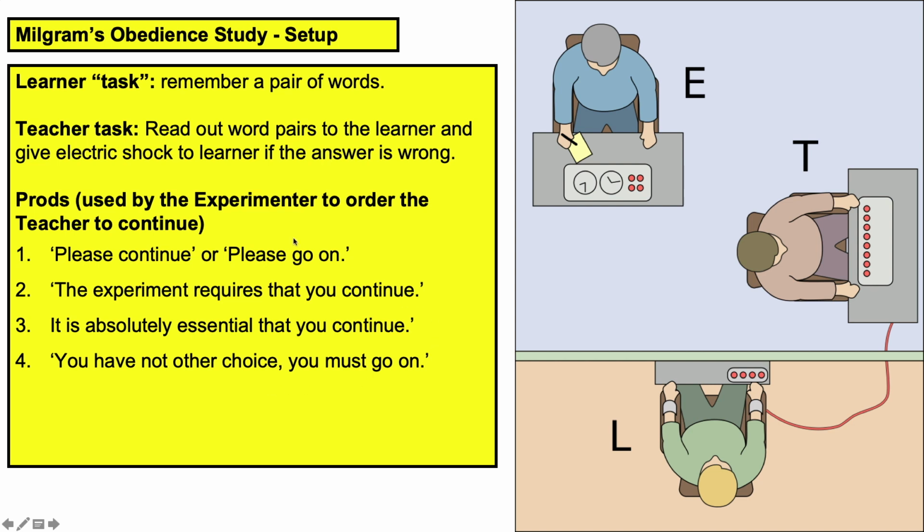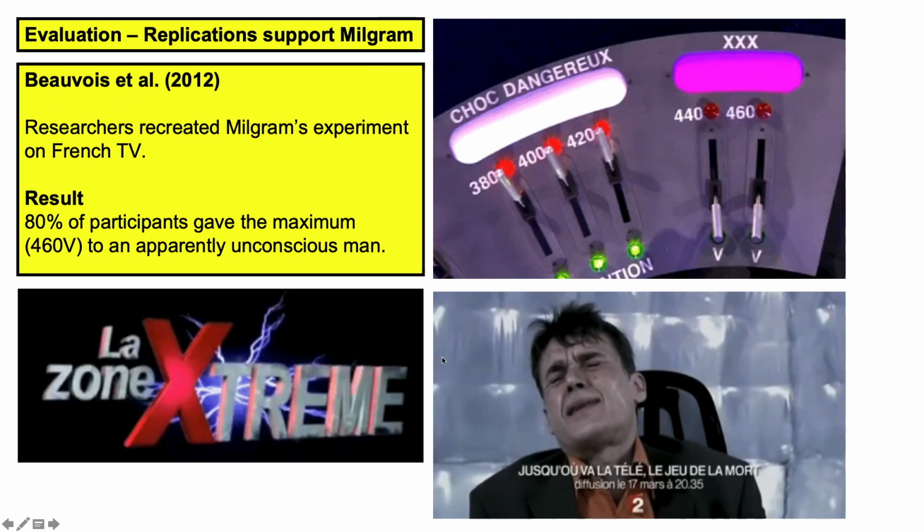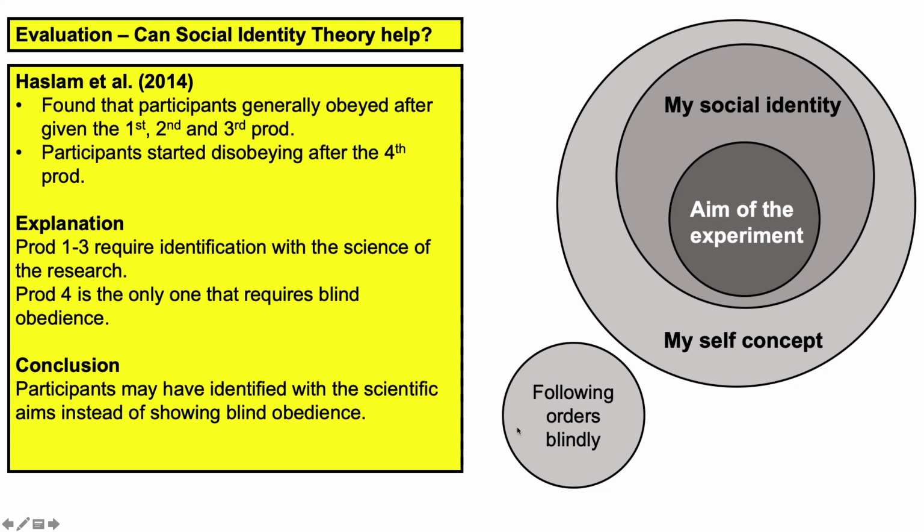And that has very little to do with the experiment anymore, but rather has way more to do with following orders blindly. And social identity theory, as proposed by Haslam et al., 2014, argues that the fourth prod is then outside of our social identity. And therefore, this is where the participants stop obeying.